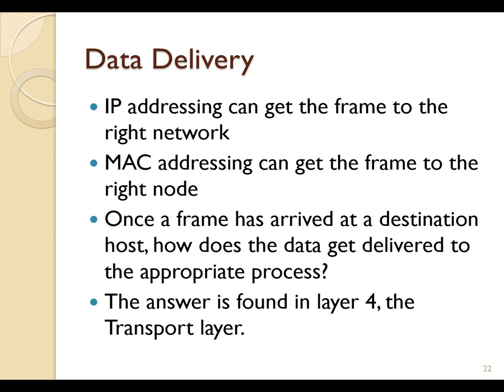But once the frame has arrived at the destination host, how does that data get delivered to the appropriate process? In other words, how do I get the letter to the right person inside the house? I've gotten it to the city and state and the street address, and now it's at the house, and I have to deliver it to an individual in the house. The way we do that in networking is that we use the transport layer, or layer 4.